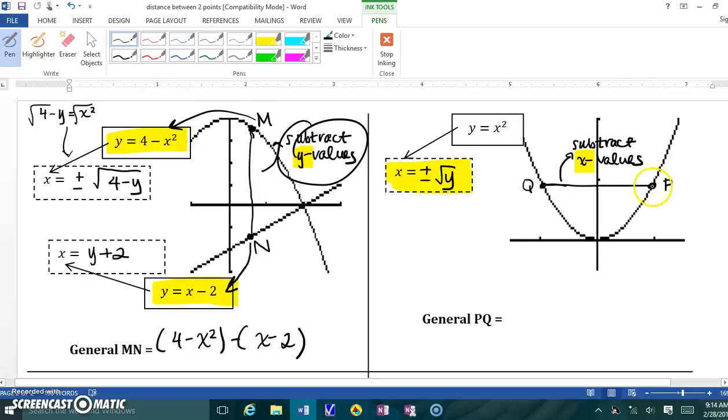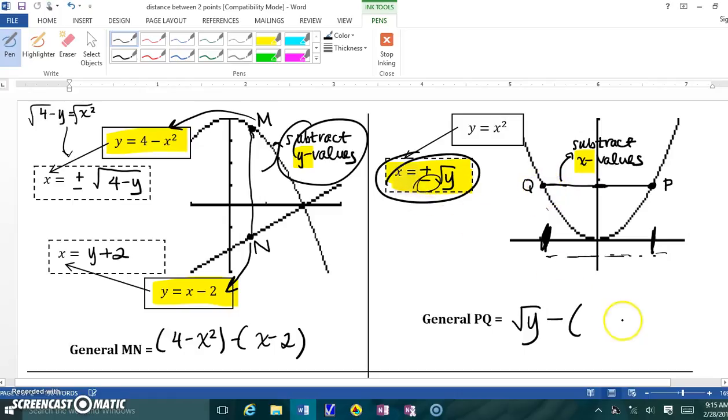From P to Q, I'm going to do larger minus smaller. I'm subtracting x values because my x values are changing. My y value is constant. It's always this y value. So I'm going to do my larger x value minus my smaller x value. Well, I'm using this one here. My larger x value is the positive square root of y. It's the same function all around, but you're going to use the positive square root of y here, minus this x value, which is represented by the negative square root of y.